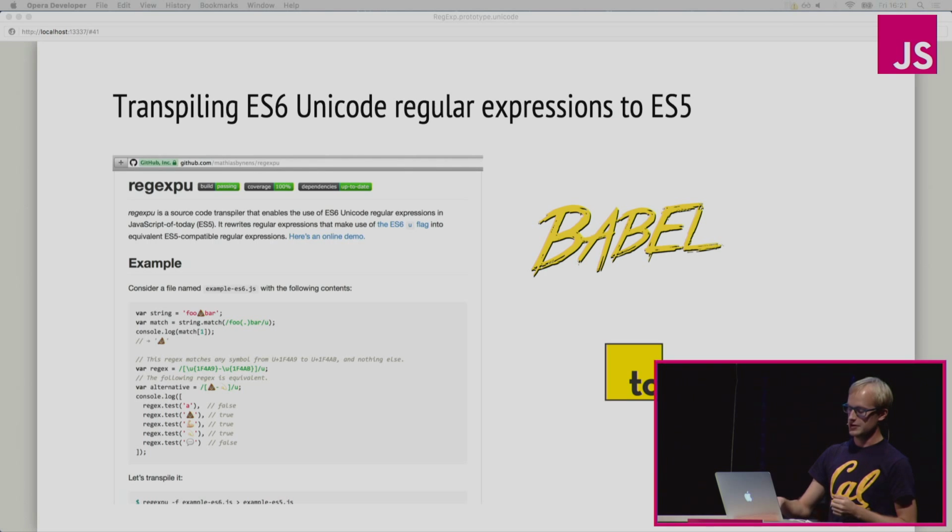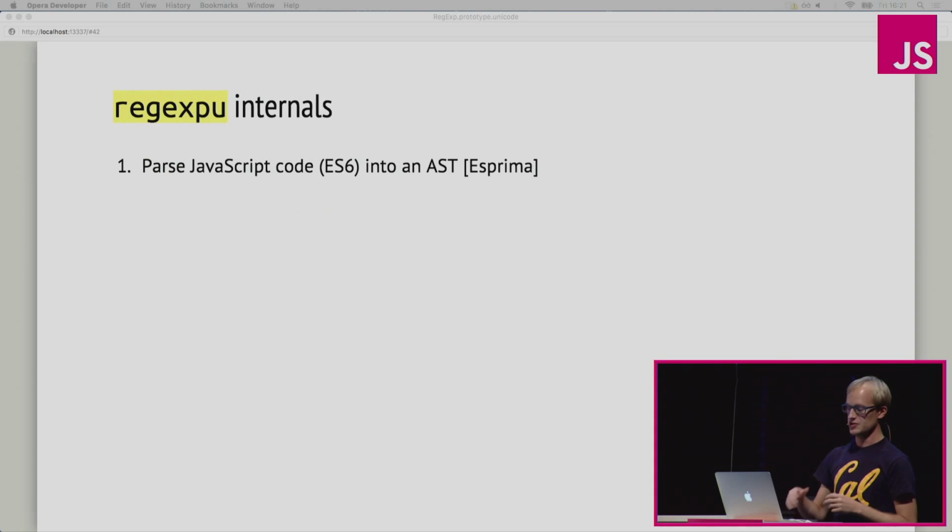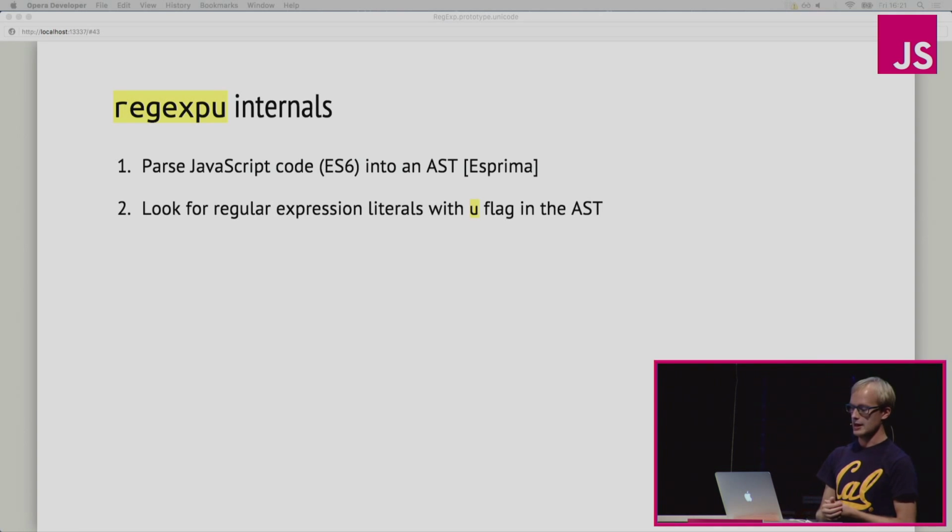Now, just to quickly give you an idea of how regexpu works internally. The first step is that we need to parse some JavaScript code. The user has an ES6 file, some source code. We need to parse that into an abstract syntax tree. I decided to use the Esprima parser for this, but you could use any other parser as long as it has the same abstract syntax tree format. Then I look for regular expression literals within that AST that have the U flag enabled.